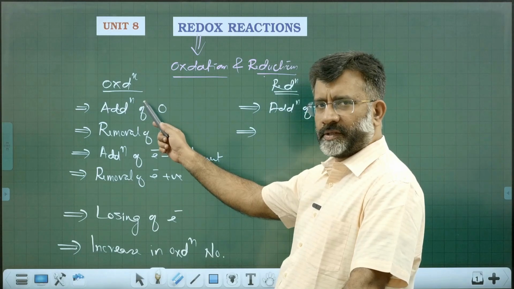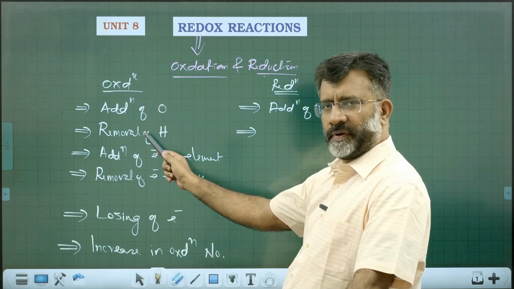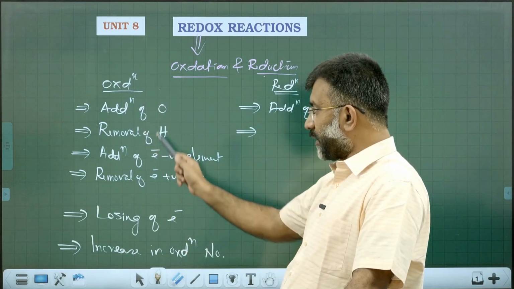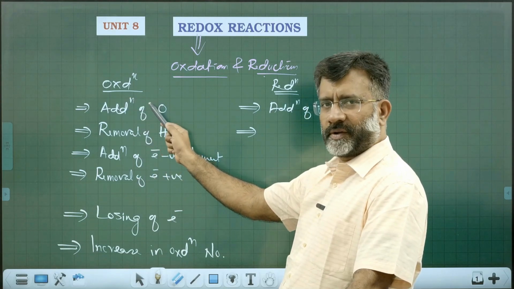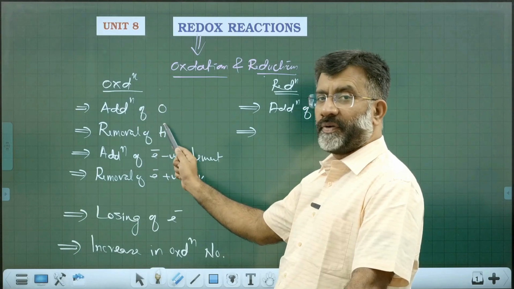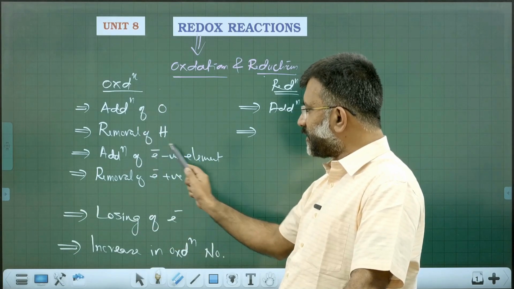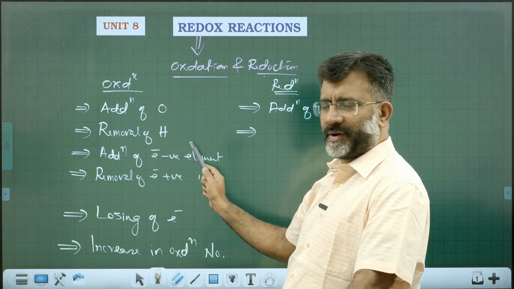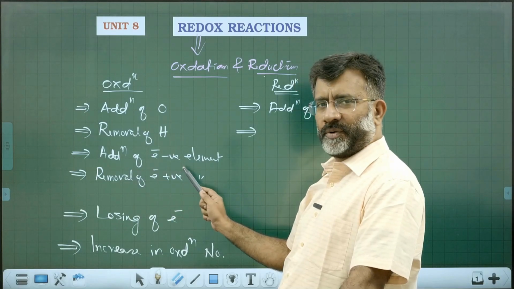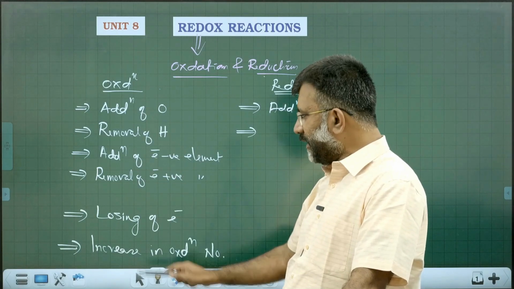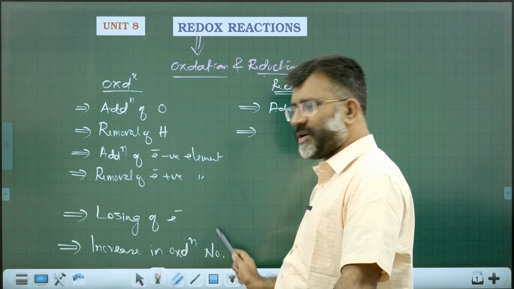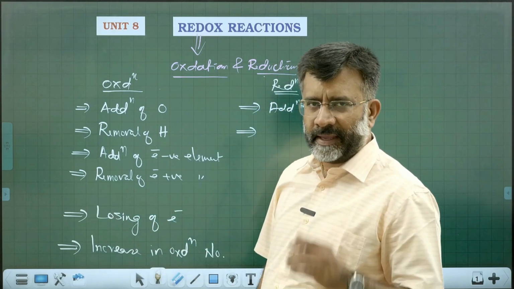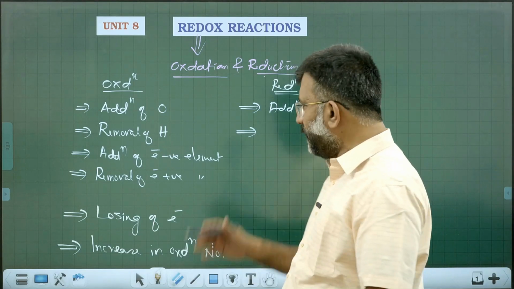Addition of oxygen called oxidation. Removal of hydrogen called oxidation. Addition of electronegative element called oxidation. Removal of electropositive element called oxidation. Losing of electron called oxidation. Hence, increase in oxidation number called oxidation. Everything opposite will be called reduction.